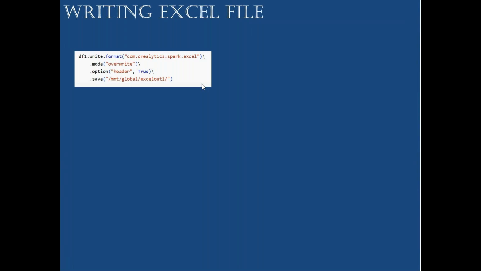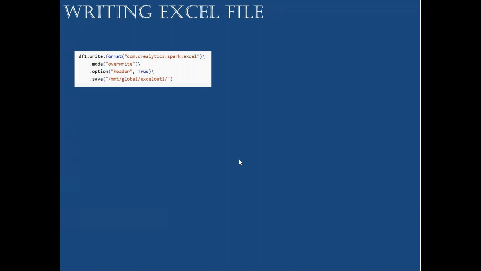Now tell me, if I give it like this, what will happen? Will it create Excel out one as a folder, or will Excel out one be a file? As per my discussion, you need to tell me. Excel out one folder it will create. Okay. Excel out one is not a folder, it will create a file. You should not give it like that.